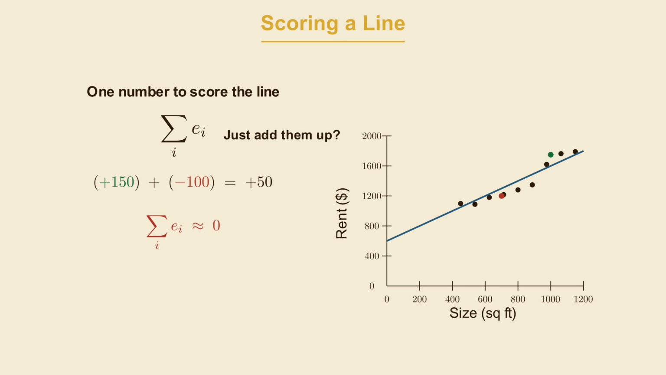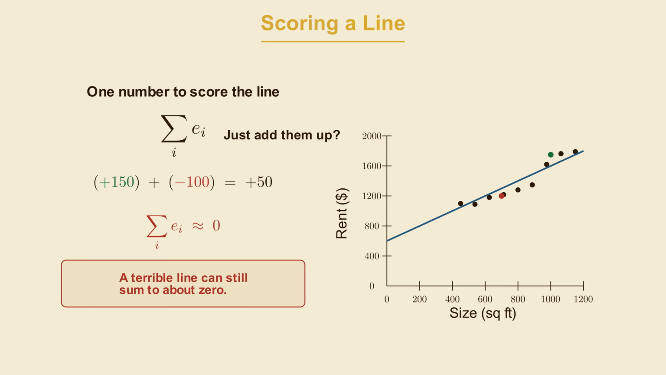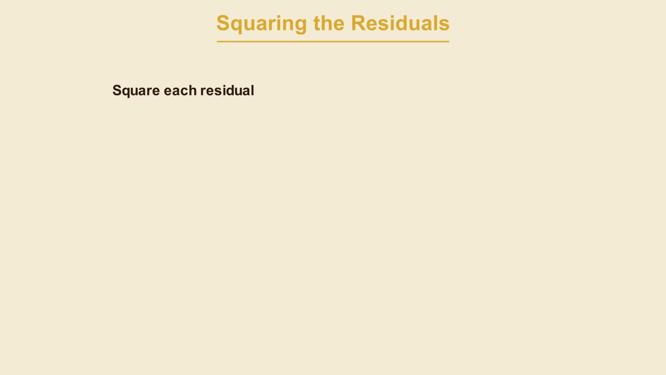So you'd end up telling yourself that the line is perfect when in truth it's actually terrible. So adding the raw residuals doesn't work. The fix is to get rid of the signs before we add, and the way that OLS does this is by squaring each residual. This works because regardless of whether the residual is positive or negative, once we square it we end up with a positive. So nothing ends up canceling.